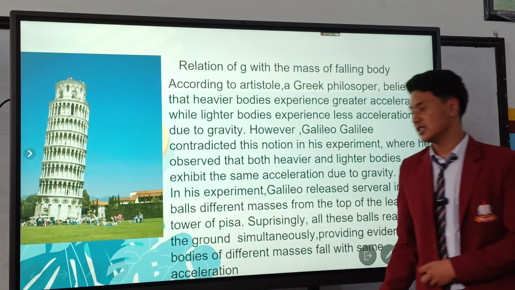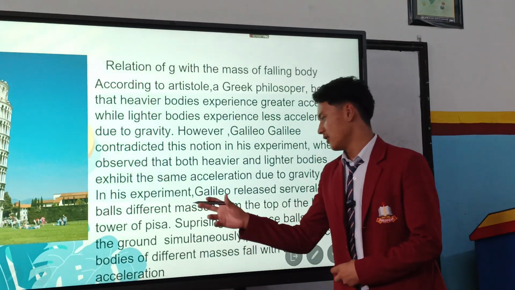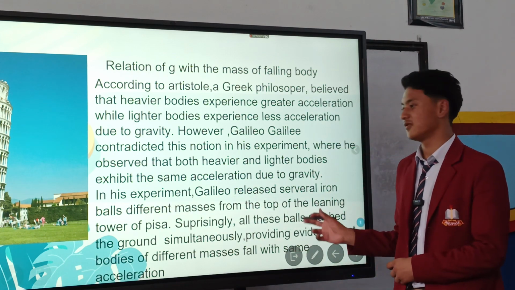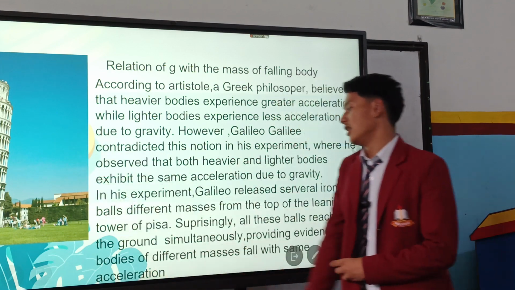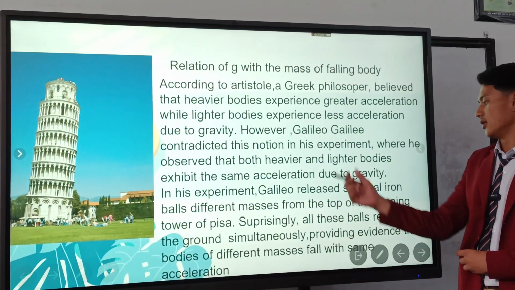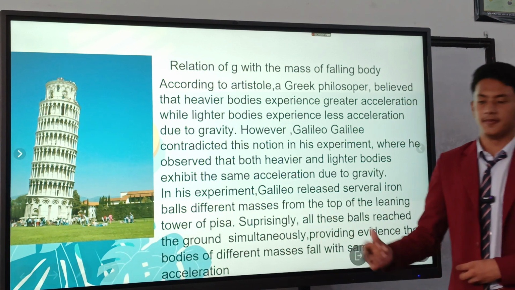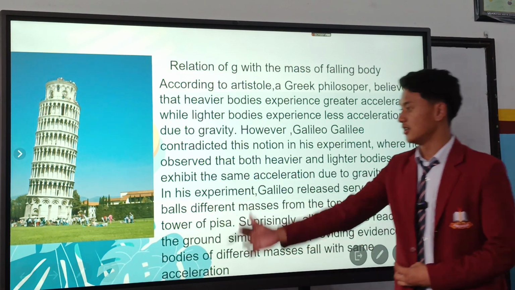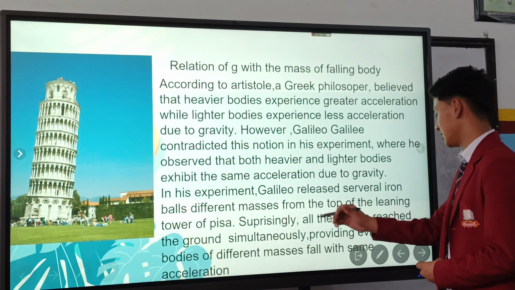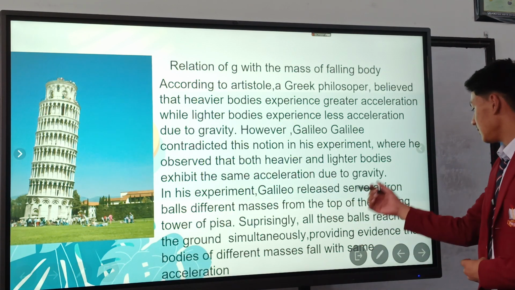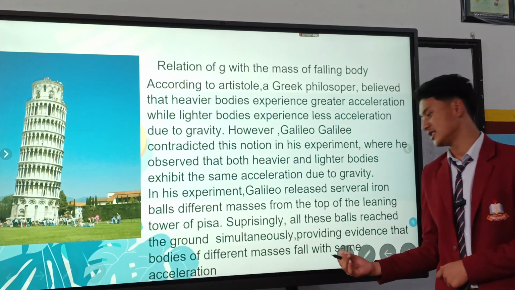In his experiment, Galileo released several iron balls of different masses from the top of the Leaning Tower of Pisa. Here is the figure of it. When you drop two iron balls from the tower, surprisingly, both of the iron balls land at the same time, providing evidence that bodies of different masses fall with the same acceleration.